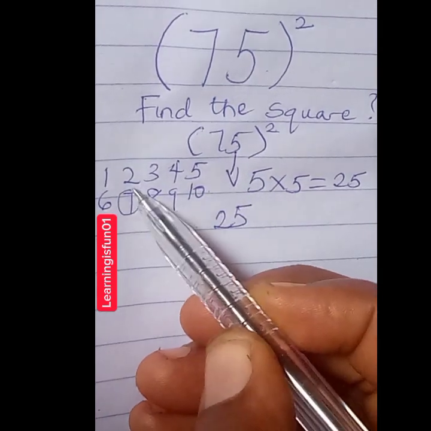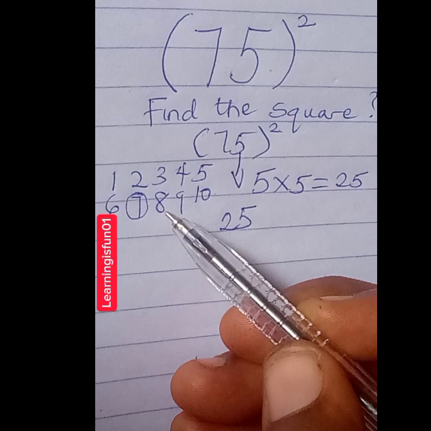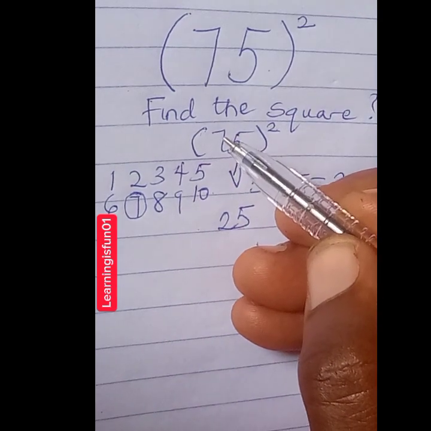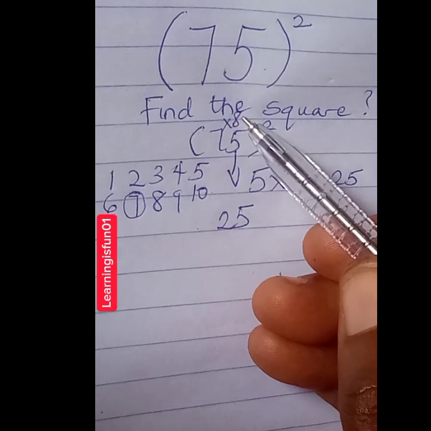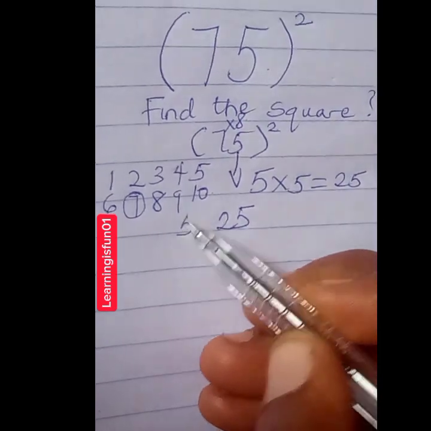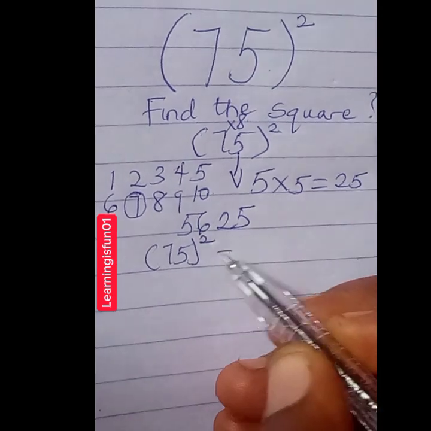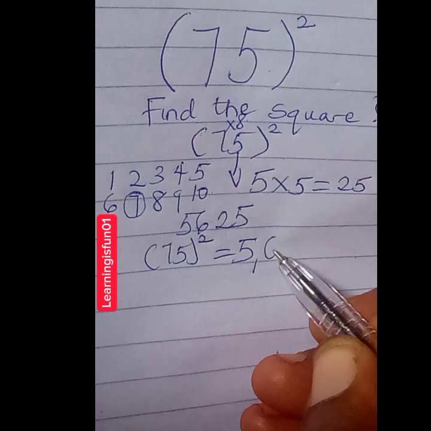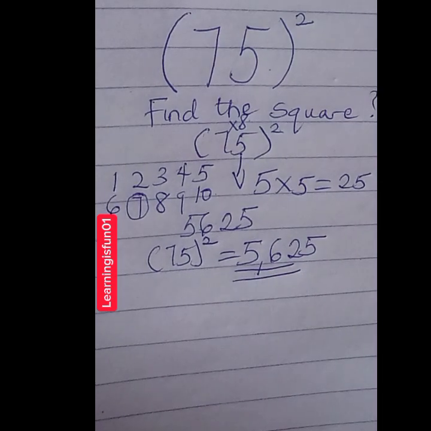Here is number 7. What is the next number after 7? It's 8. So we are going to be multiplying 7 and 8. So 7 multiplied by 8 is going to give us what? 56. So our 75 square equals 5,625. Can you kindly make use of your calculator to find out if our answer is correct? If yes, kindly comment in the comment section.